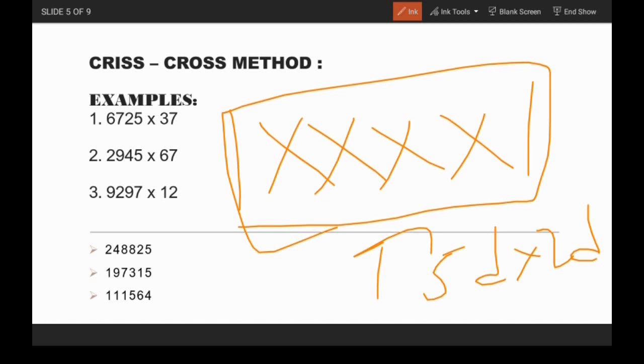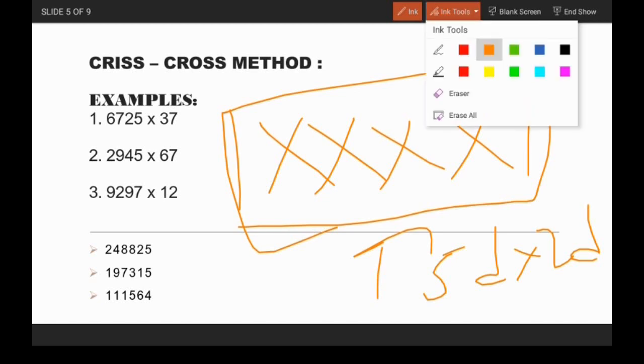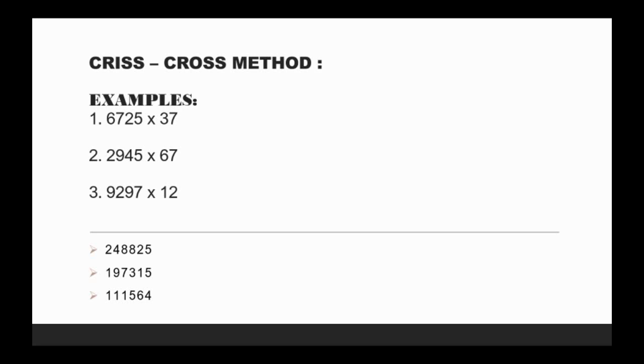So hope you understood. Now we have finished how to do 4D into 2D. We'll discuss 4D into 3D and 4D into 4D in the next video lectures in this series. So please keep watching all the video lectures we will be uploading.